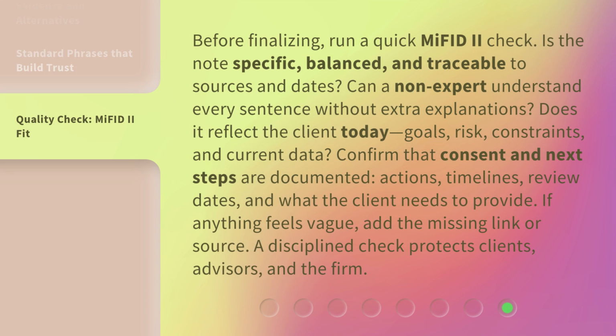Before finalizing, run a quick MiFID II check. Is the note specific, balanced, and traceable to sources and dates? Can a non-expert understand every sentence without extra explanations? Does it reflect the client today: goals, risk, constraints, and current data? Confirm that consent and next steps are documented: actions, timelines, review dates, and what the client needs to provide. If anything feels vague, add the missing link or source. A disciplined check protects clients, advisors, and the firm.